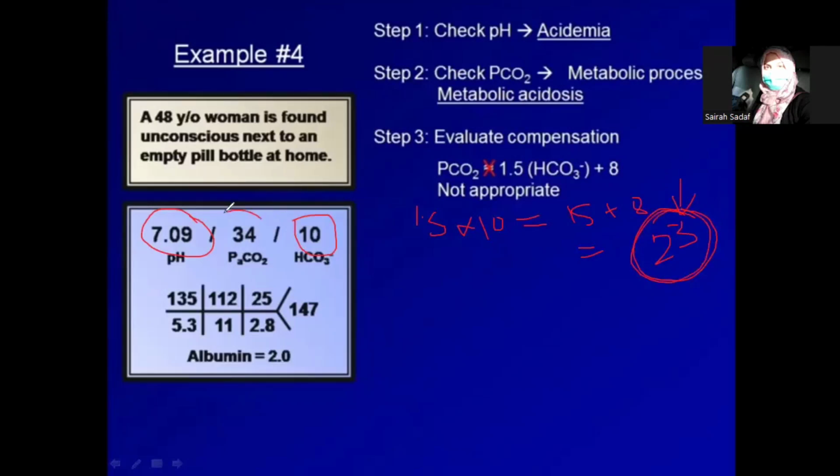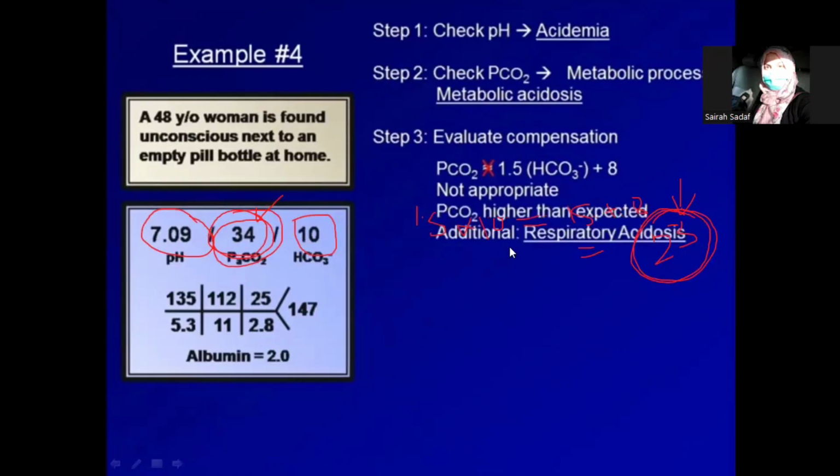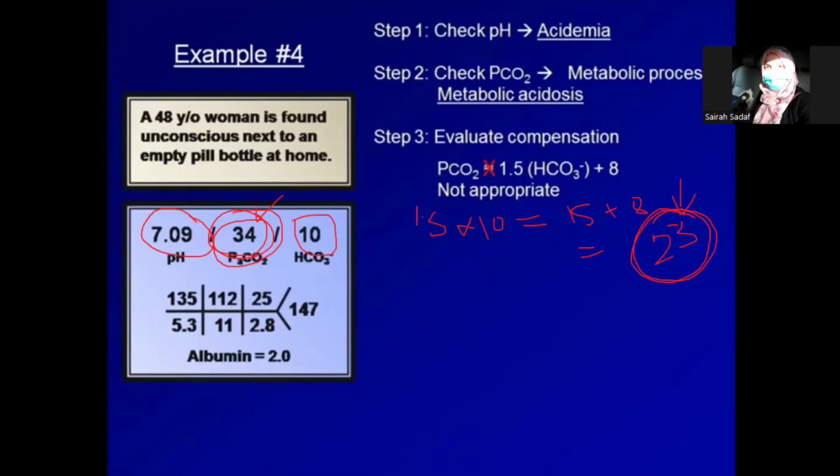What we are getting here is 34. This value, 34, is higher than the expected value. So that means the patient is having higher than expected PaCO2. The patient is having respiratory acidosis as well. Yes, Ali, you're right. This is metabolic acidosis with respiratory acidosis. Yes, you're right.